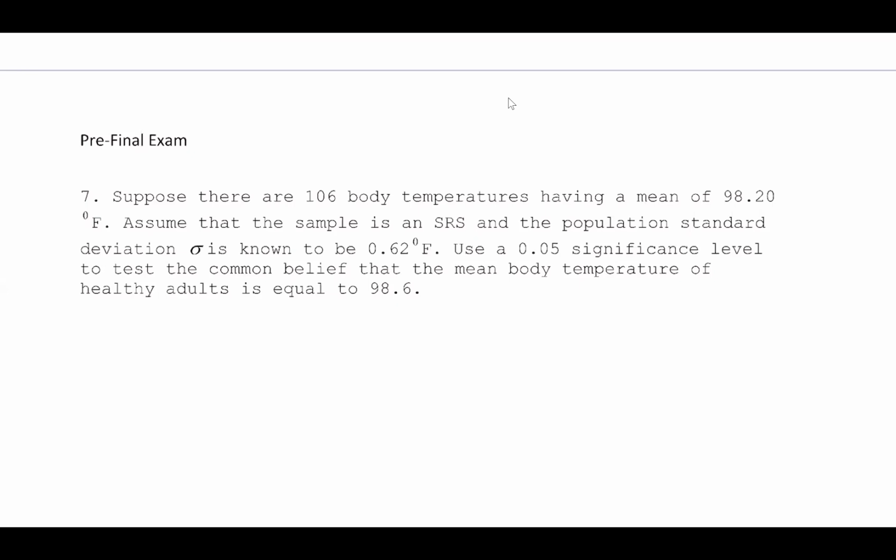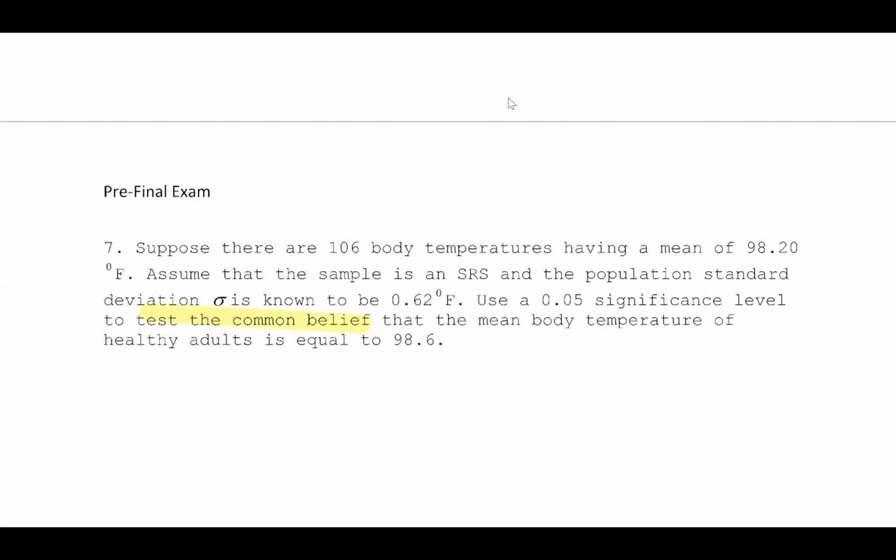So if you look at this one, they wanted to test something. The reason I know is right here, it says test the common belief. Another good clue that we had to test is that they gave us a significance level. Anytime they give us a significance level, we know we're going to have to test it out. So yeah, all right, let's go ahead and do this.